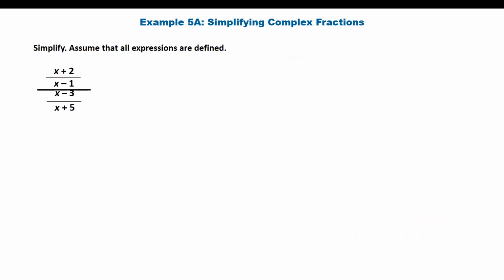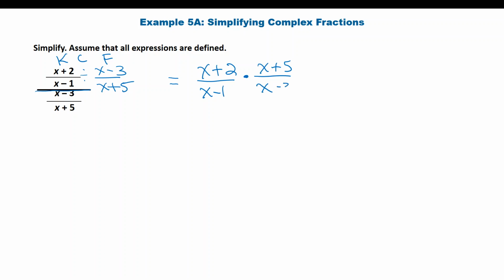Okay, so let's look at an example. So what we need to see here is we have this bar, and so that tells us we have a division sign. So actually what this means is just divide by x minus 3 over x plus 5. Now, if you will recall from our earlier discussions, we remember when we divide, we have to keep the first one, change the sign, and flip or do the reciprocal. So our new problem actually, so that we can solve it, is going to be x plus 2 divided by x minus 1 times x plus 5 over x minus 3.